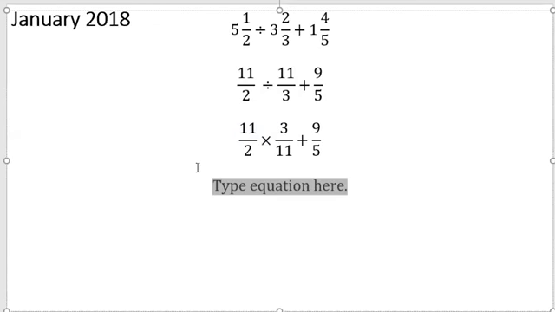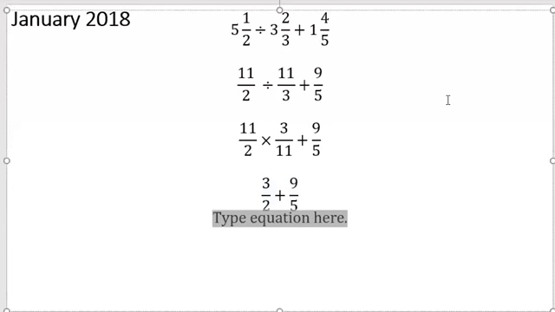So now working out the multiplication aspect, we can say 11 into itself goes one time, 11 into itself goes one time. So what we have left is 1 multiplied by 3 to give us 3, and 2 multiplied by 1 to give us 2 plus 9 over 5. And now we'll need to find the LCM for this fraction, which is 10.